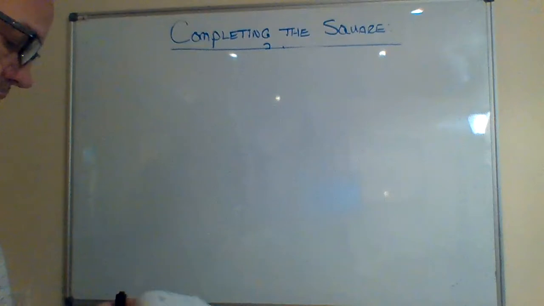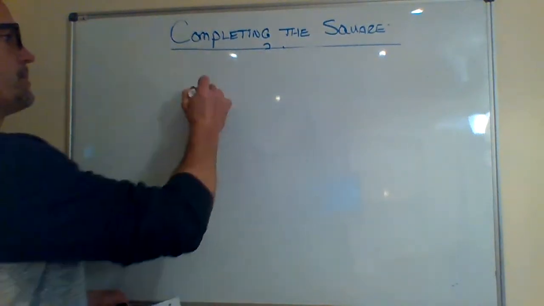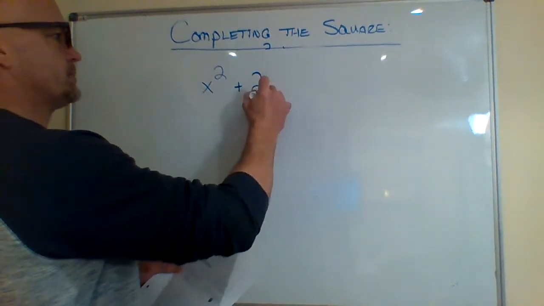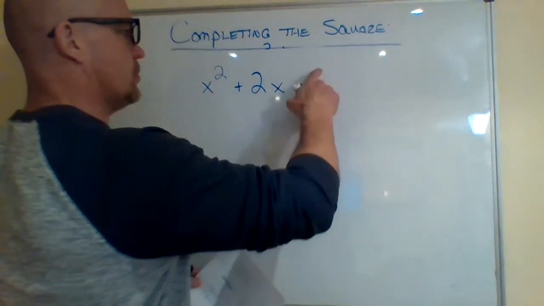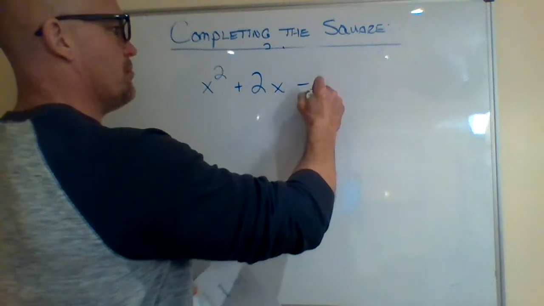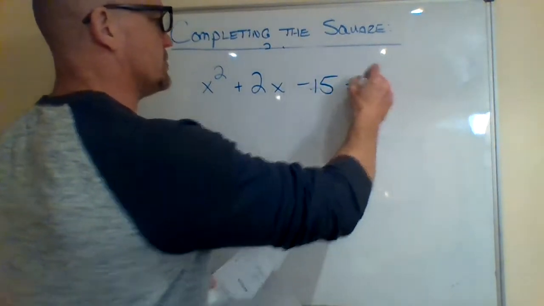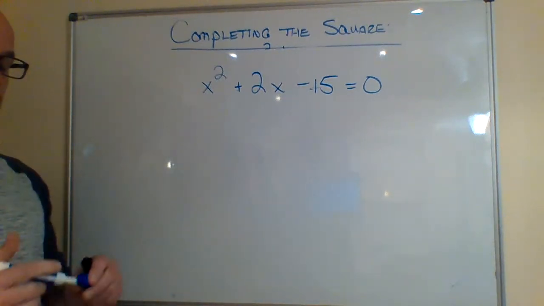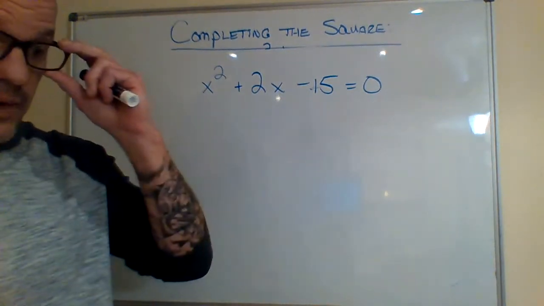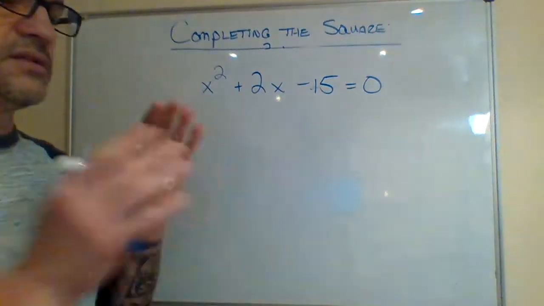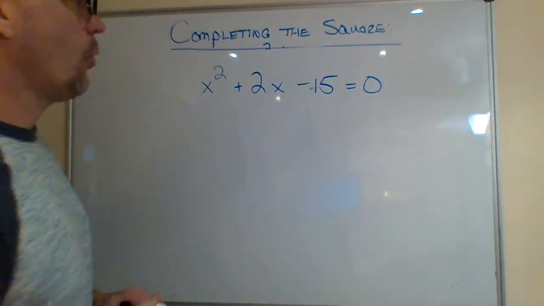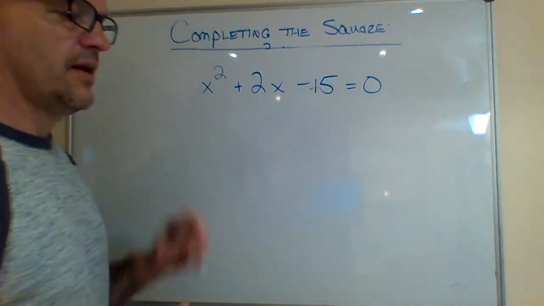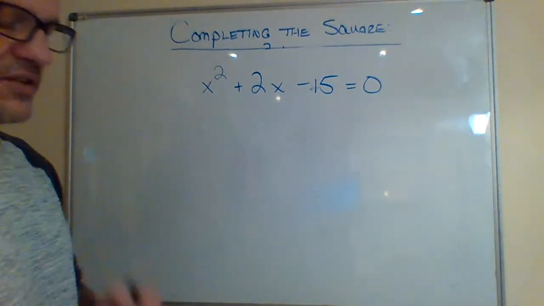So this time, we're going to do x squared plus 2x minus 15 equals 0. Again, I may look at that and go, hey, that's factorable, but we want to use completing the square. So we want to force this to be a perfect square. So I want to get a new C value in there that makes this thing a perfect square.